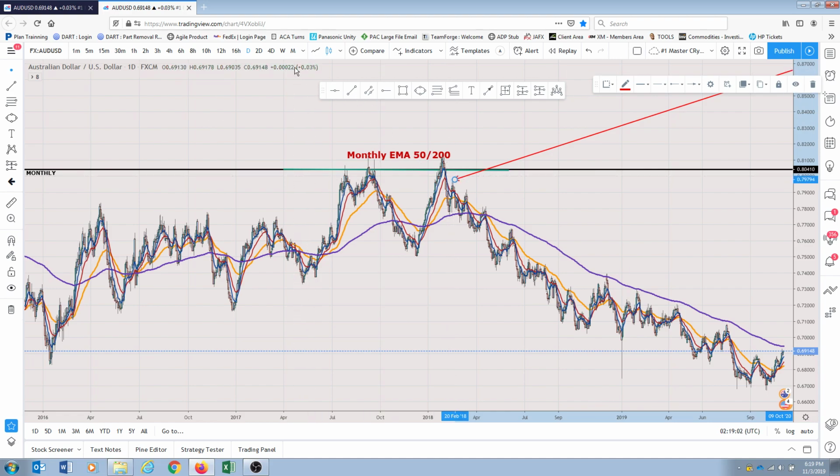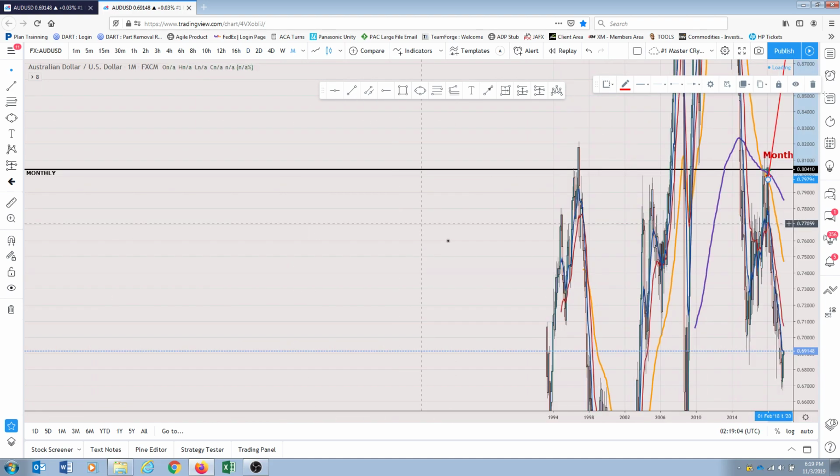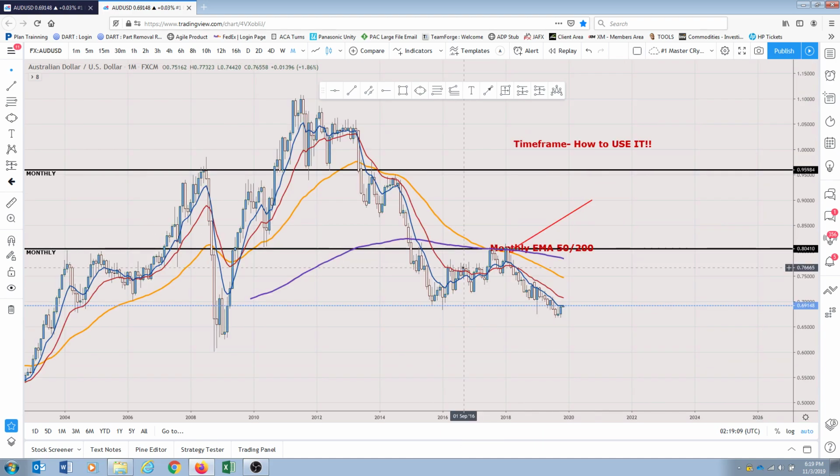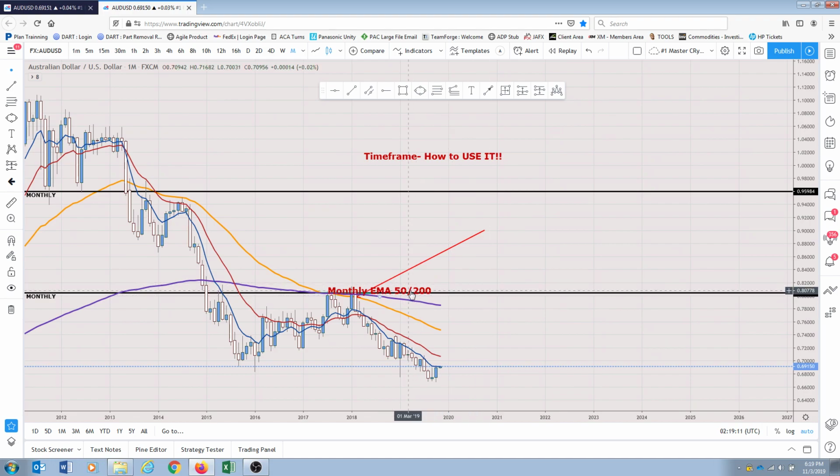That's what I want you to do. So I'm going to jump back to the monthly now. And then I'm going to right click on my chart and hit reset, and it kind of brings it back to here.